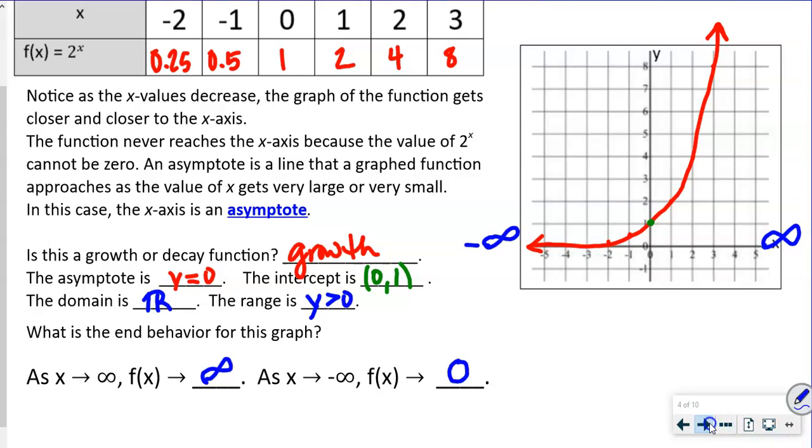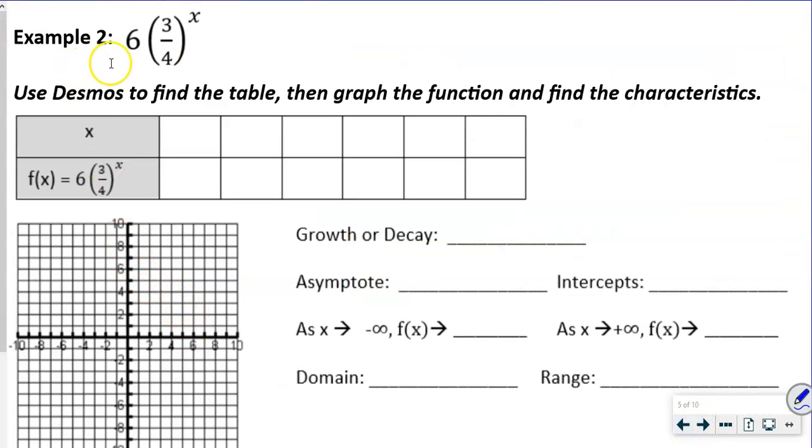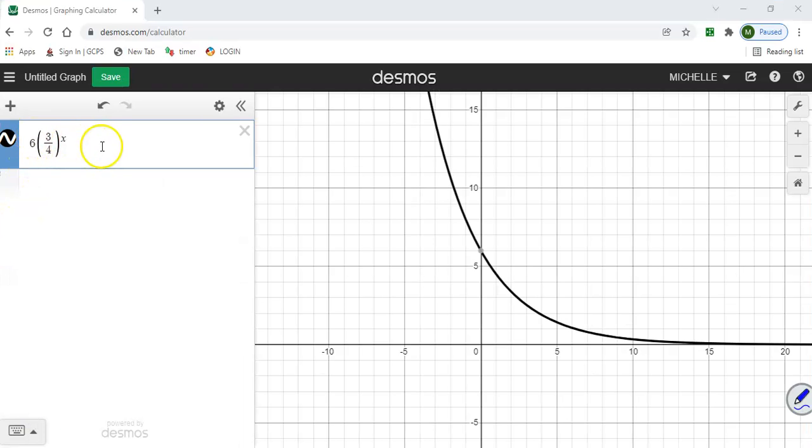So now let's do another one together. This next one is example 2, 6 times 3/4 to the x power. So once again, we're going to use Desmos to see what this looks like and pull our x values for our table. Okay, so I put this function up here, 6 times 3/4 to the x power. Notice this time it starts out high and gets really low. So just by looking at this, this would be a decay function because it starts big and gets smaller.